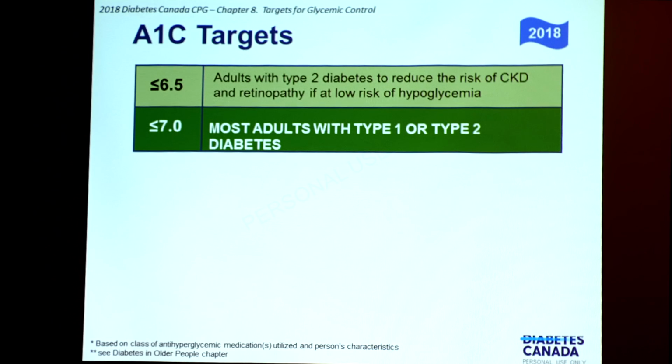But what has really been, for the younger patients who can reach a goal of less than 6.5 without any risk of hypoglycemia, it's now possible with some of our new agents to get people right down to normal blood glucose levels and not stop when they're just a little bit below 7.